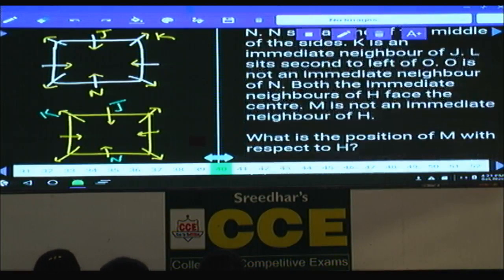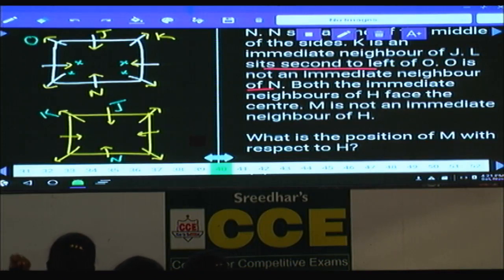Next one, L sits second to the left of O. As of now, L and O are not placed. O is not an immediate neighbor of N. As O is not an immediate neighbor of N, O cannot be in these 2 places. O cannot be here either, because if O is here, then L must be in the place of J or N, which is not possible. Hence, what is the only possibility we have? O must be at this place. Are you following this or not? If O is here, L sits second to the left of O, so L must be at this place.